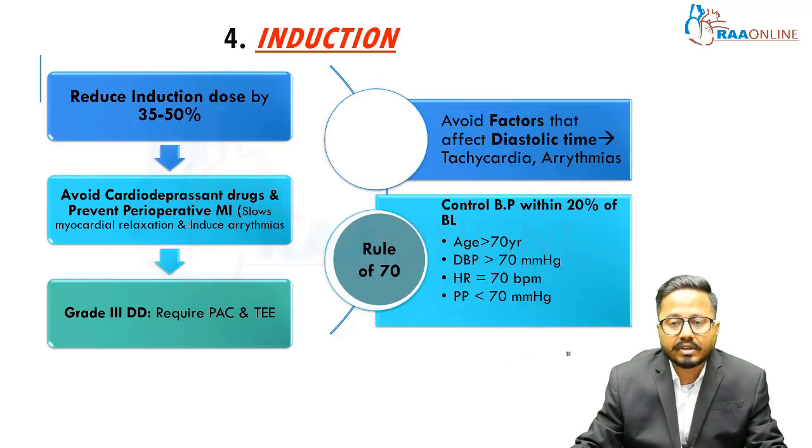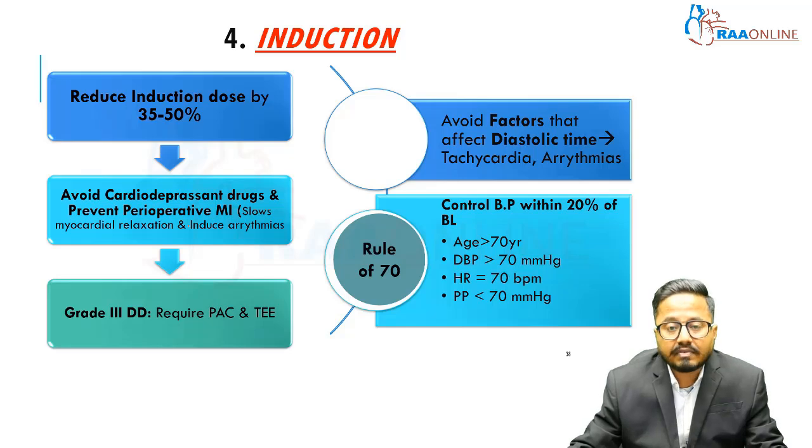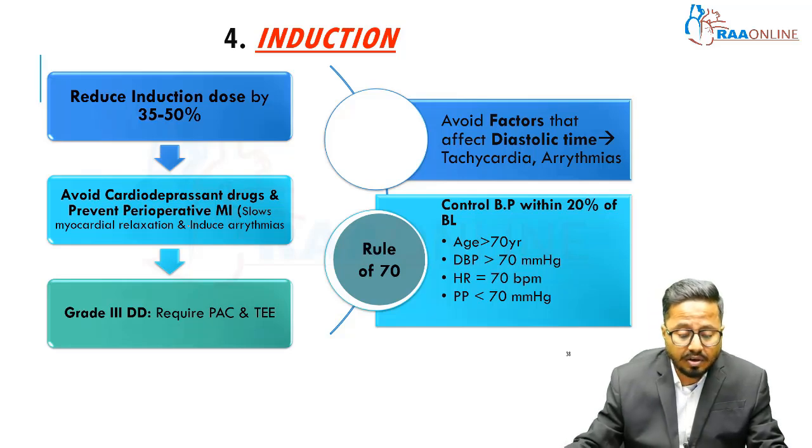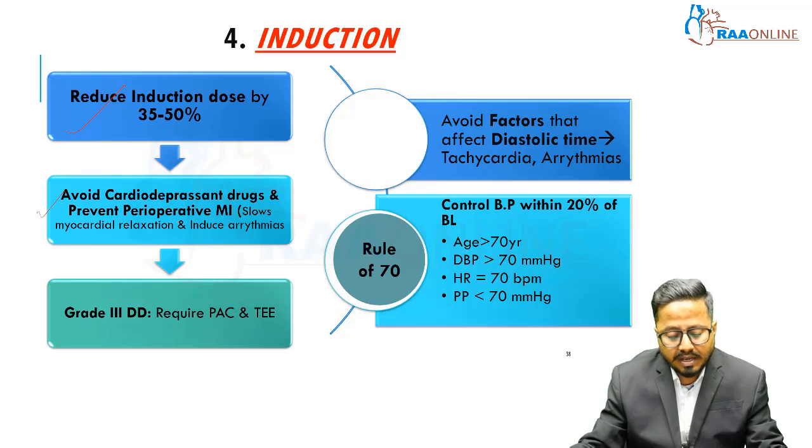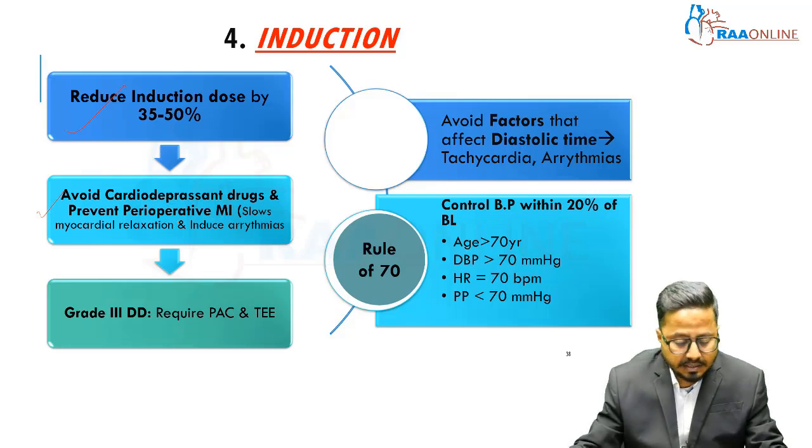Now, this is very important. If you are inducing a patient with grade 3 diastolic dysfunction, always reduce the induction dose by 35 to 50%. Avoid cardiodepressant drugs and prevent perioperative MI, because it slows down the myocardial relaxation and can induce arrhythmias. You can induce this patient with a titrable dose of etomidate because it does not affect the systemic vascular resistance.